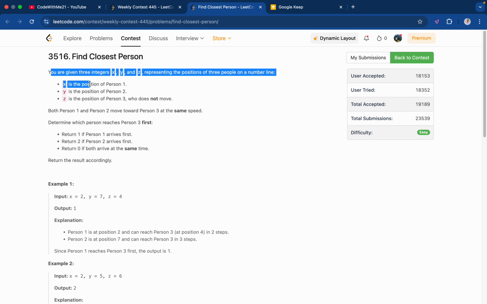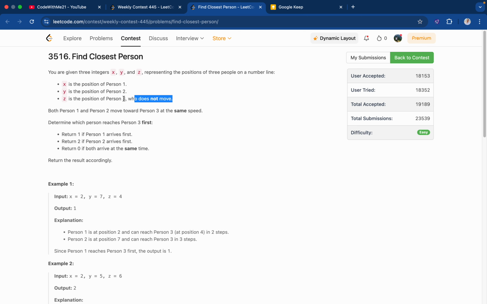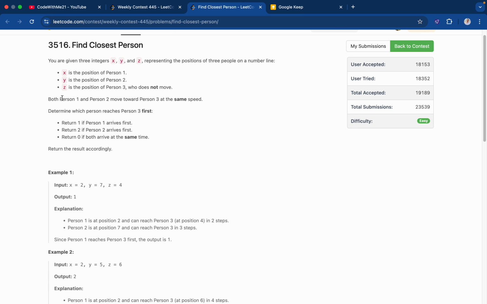You are given three integers x, y, and z, representing the positions of three people on a number line. So x is the position of person 1, y is the position of person 2, and z is the position of person 3 who does not move. Both person 1 and person 2 move toward person 3 at the same speed. Now we have to determine which person reaches person 3 first.